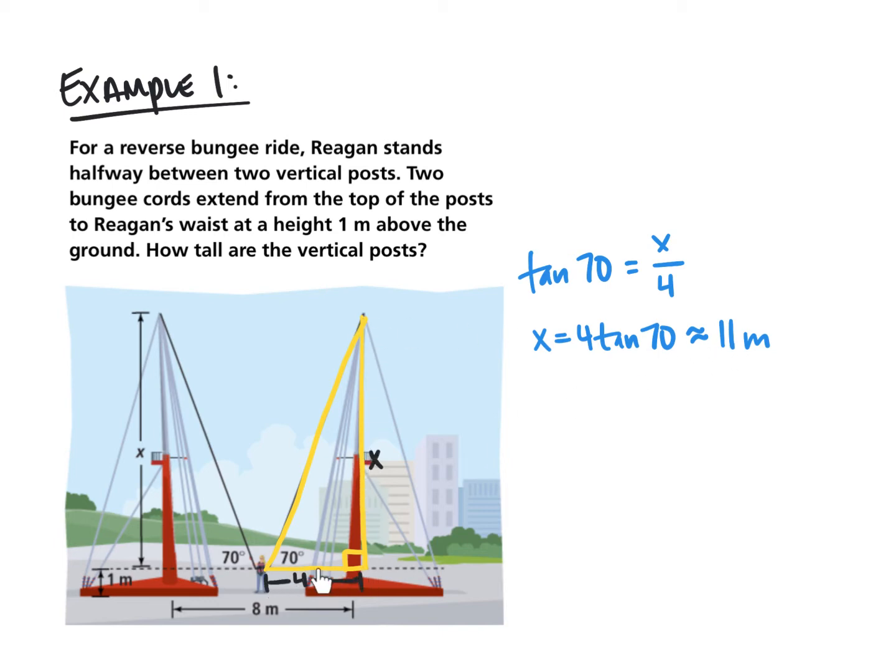But that point is actually 1 meter above the ground, because again, it's going to Reagan's waist where the bungee cords are attached. So we have to add a meter to that. We need to say plus 1 meter, and our final answer would be 12 meters. So in this problem, we used a little bit of SOHCAHTOA to find our missing information.